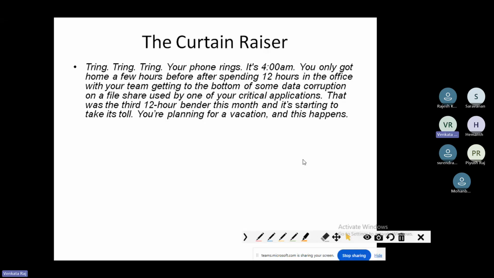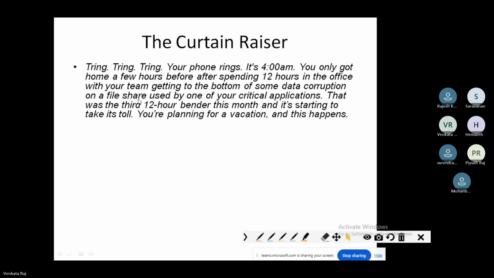As you know in IT, we almost spend 10 to 12 hours in the office with your team, getting to the bottom of some data corruption on a file share used by one of the critical applications. That was the third 12-hour bender this month, and it's starting to take a toll on your body, your mind. You are really tired, you want a break, you are planning a vacation, and this happens.